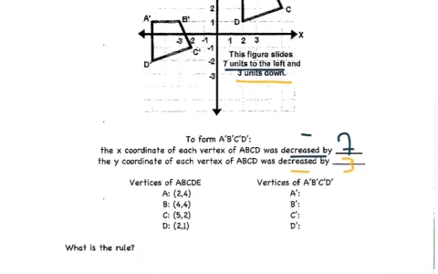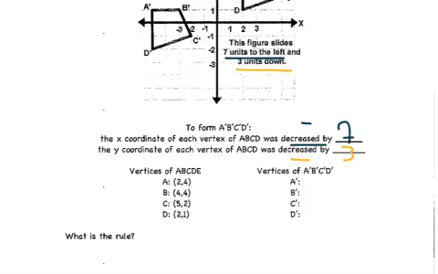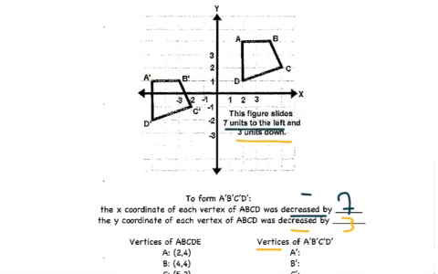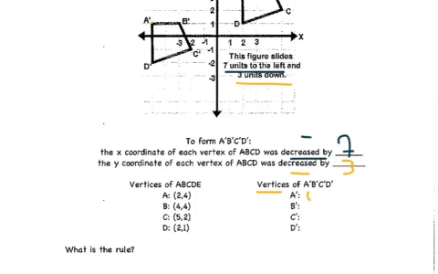Your next step, we are going to list our vertices of our A prime, B prime, C prime, and D prime, which if we take a look up here, A prime is right here. The vertex would be -5, 1. B prime is here. Our vertex would be -3, 1. C prime is right there at -2, -1. D prime is right there, which is at -5, -2.